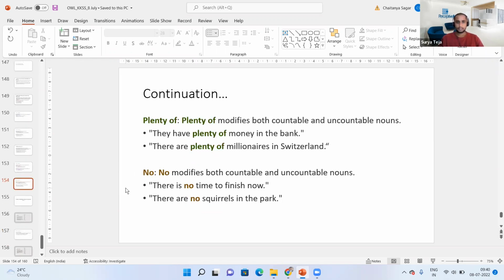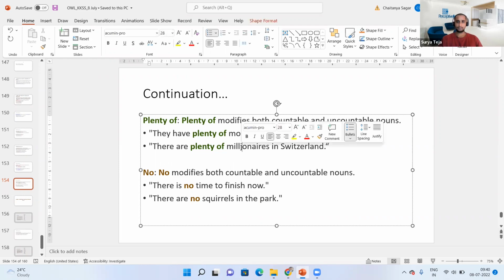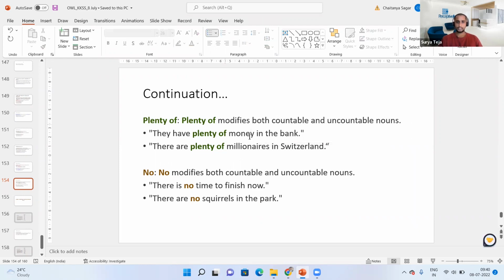In continuation of the above, just like how we use enough, plenty of is also used for countable and uncountable nouns. Just like enough, you could say they have plenty of money in the bank. You could say there are plenty of millionaires in Switzerland. The only thing is whether it is "have" or "are" depends upon the quantity. Money is an uncountable noun, millionaires is a countable noun expressed in plural form. So you say there are plenty of millionaires, and in the case of money, it is not expressed in plural form, but you still say plenty of money.